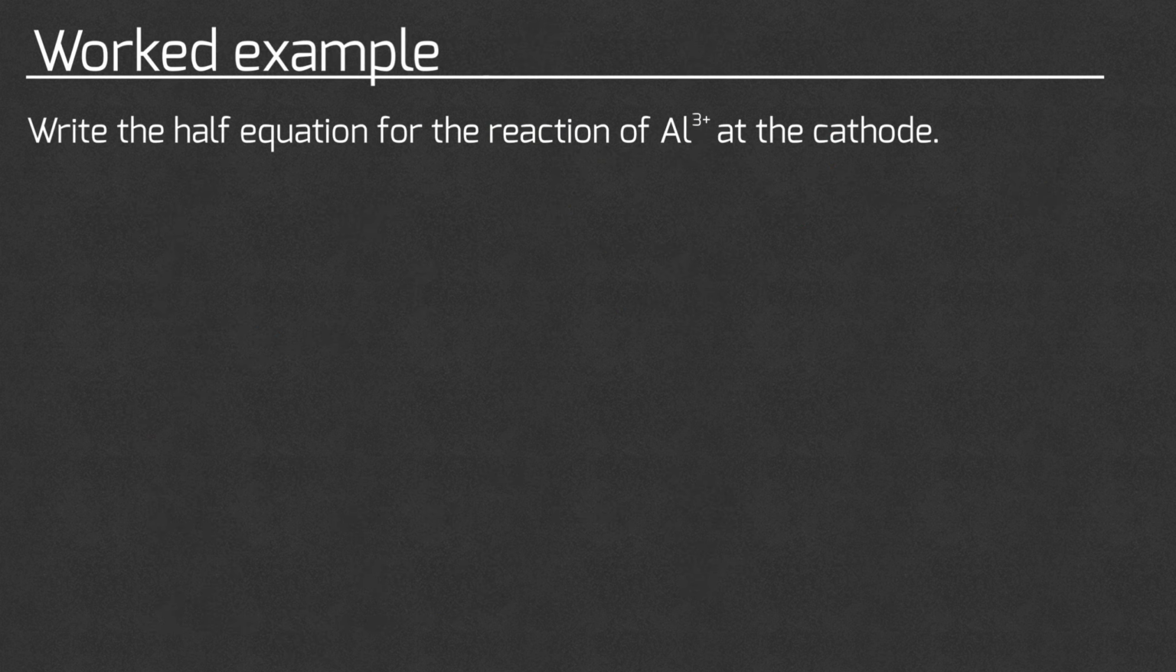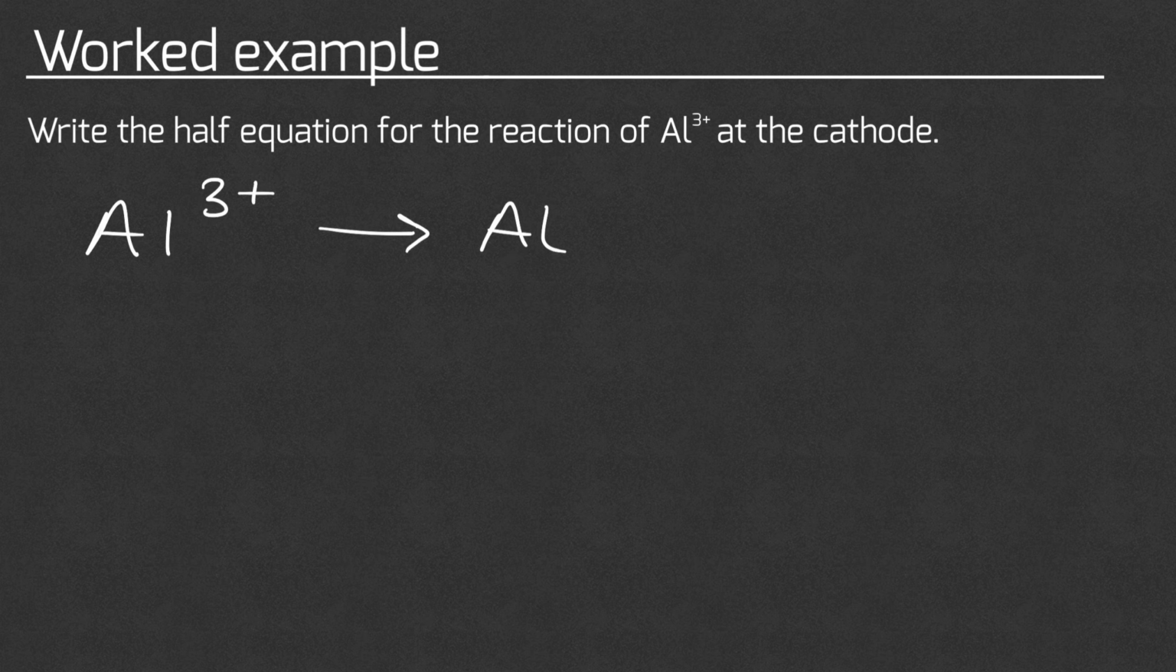So let's look at a different worked example. The question asks us to write the half equation for the reaction of aluminium 3+ at the cathode. The first thing we're going to do is write out our aluminium 3+, and we know that the product formed at the electrode will just be aluminium metal by itself. We know it's not going to have a charge, so we can add that onto the equation. So we've now got something on both sides, but we now need to turn it into a half equation.